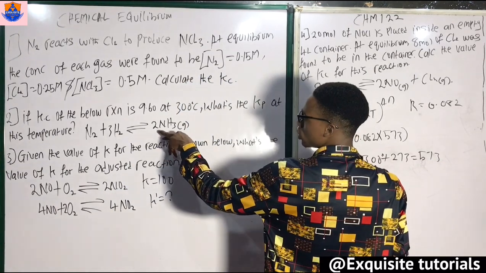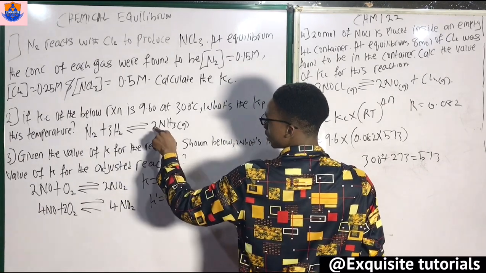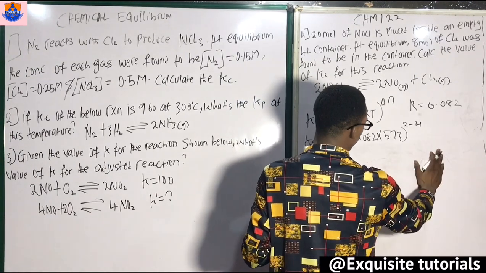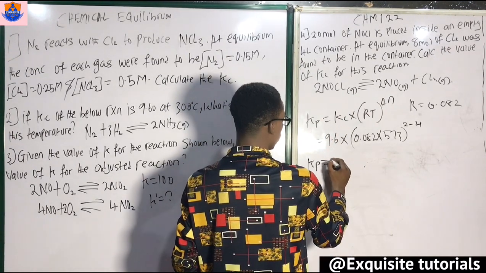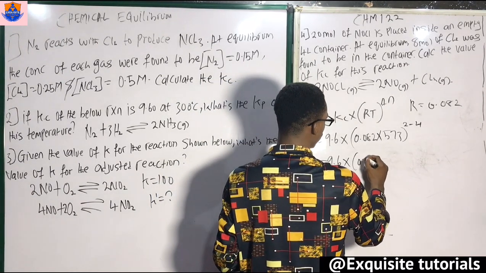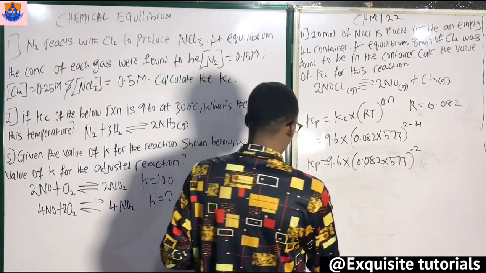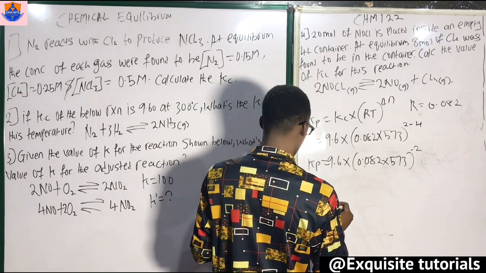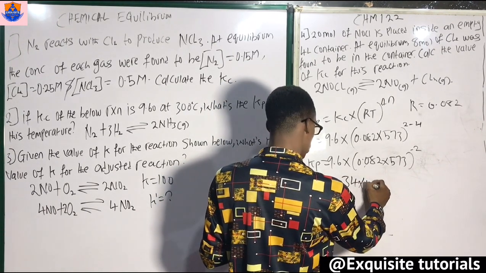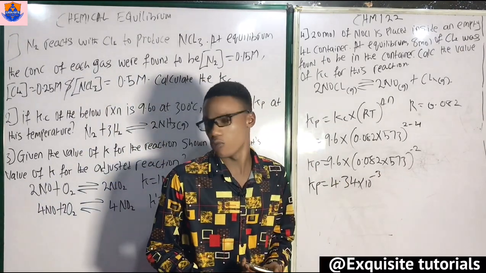Now this is the reaction. This is 2, 1 plus 3, which is 4. Then it will be 2 minus 4. So we now have our Kp will equal 9.6 times 0.082 times 573 raised to the power minus 2. Now our Kp is 4.34 times 10 to the power minus 3. Now this is the answer to question 2.